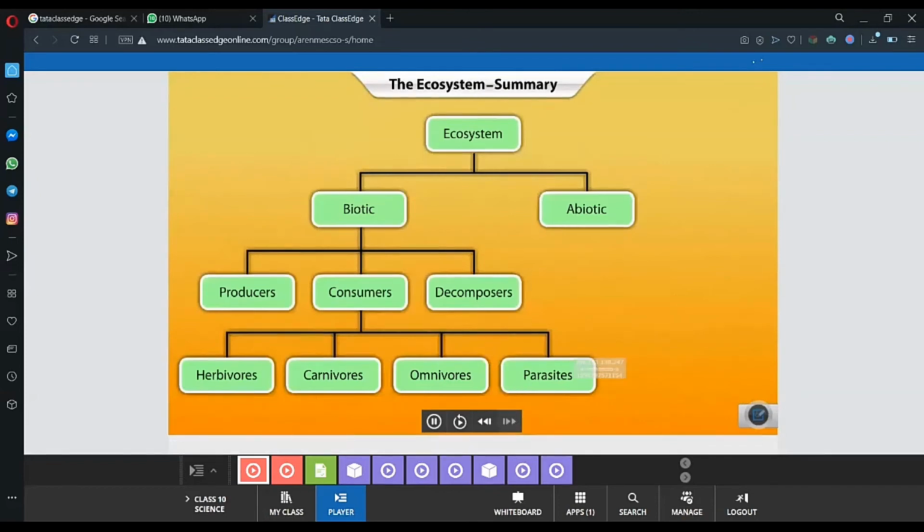Now, let us summarize the components of an ecosystem. Roll over your cursor over each component of the diagram.